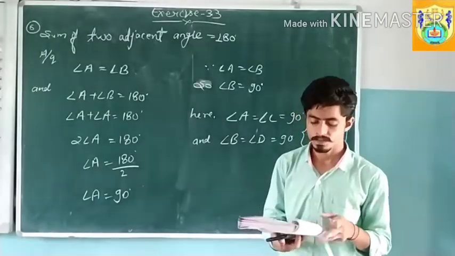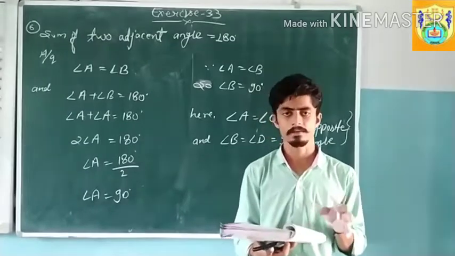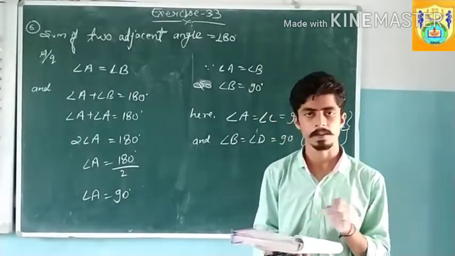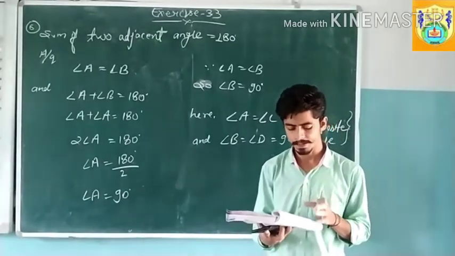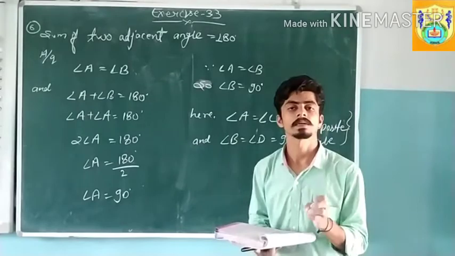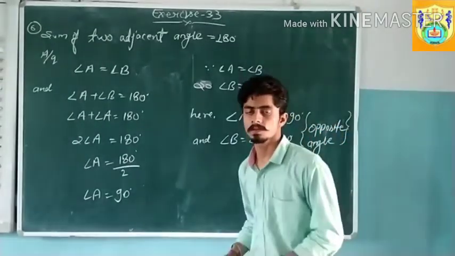Next question is question number 6. Here two adjacent angles of a parallelogram have equal measure. Find the measurement of each of the angles of the parallelogram. I am repeating, two adjacent angles of a parallelogram have equal measure. So let's start the solution.